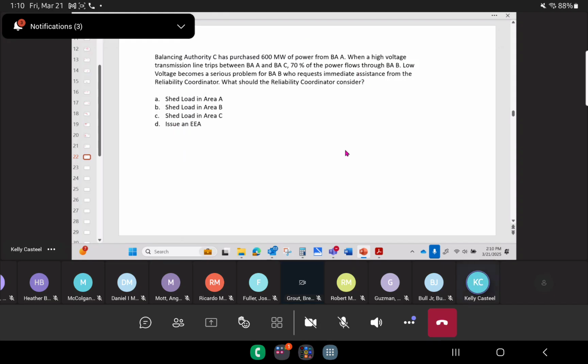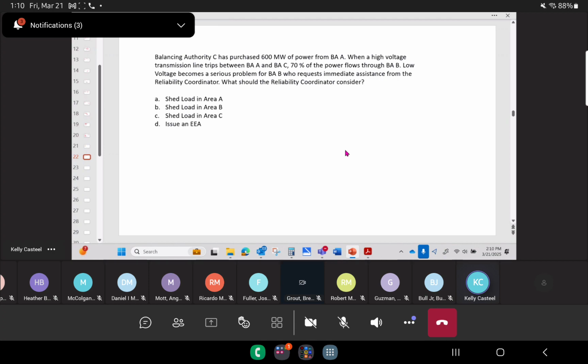Okay. Balancing Authority Charlie purchased 600 megawatts of power from Balancing Authority Alpha. When a high voltage transmission line trips between Alpha and Charlie, 70% of the power flows through Bravo. Low voltage becomes a serious problem for Bravo, who requests immediate assistance from the reliability coordinator. What should the reliability coordinator consider?